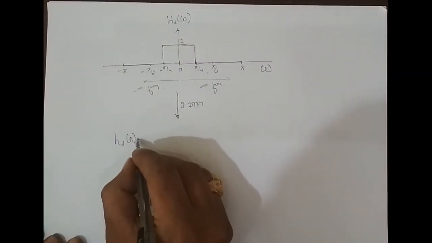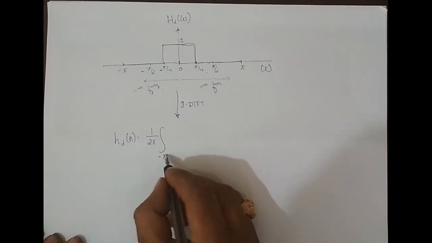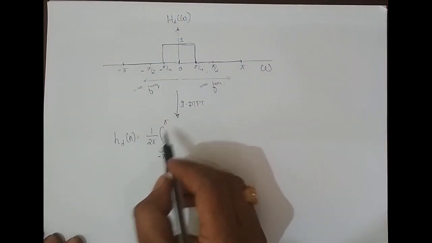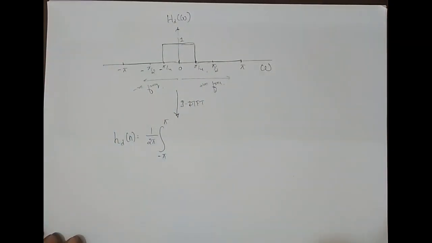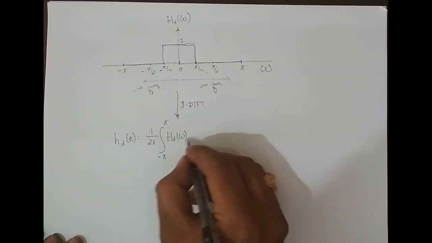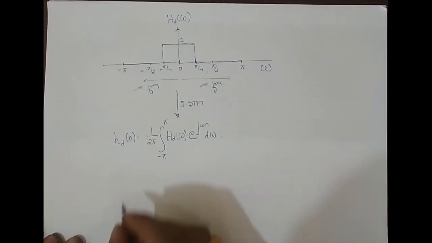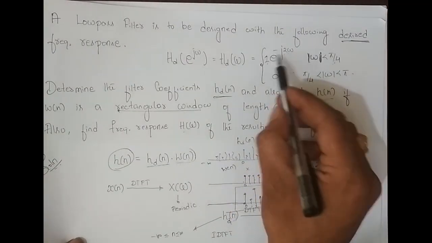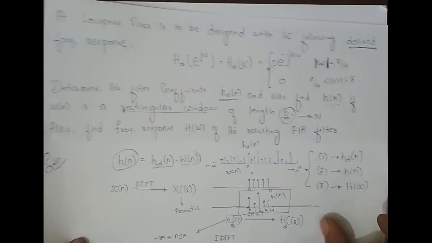Hd of n is equal to 1 by 2 pi, integrating over one period. I'll take minus pi to pi. I can take even 0 to 2 pi so that I cover one period, but since this specification exists from minus pi to pi, I'll take minus pi to pi. So it is Hd of omega e power j omega n d omega, right? But what is Hd of omega? Hd of omega is e power minus j 2 omega, from minus pi by 4 to pi by 4, right?